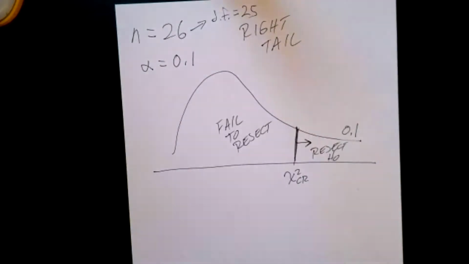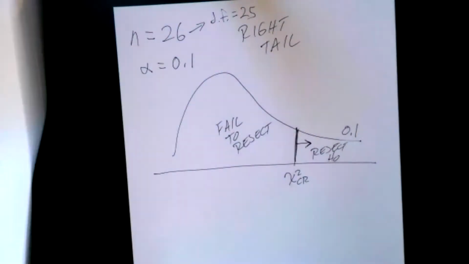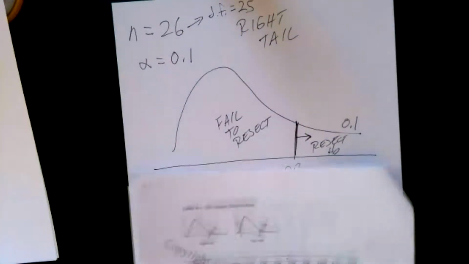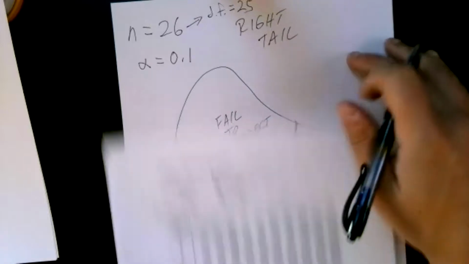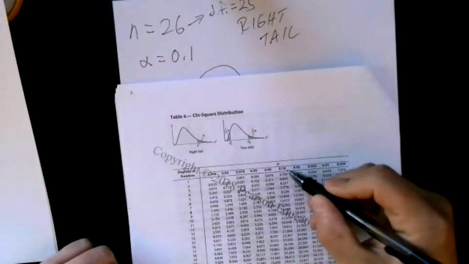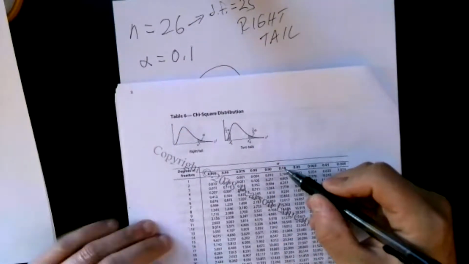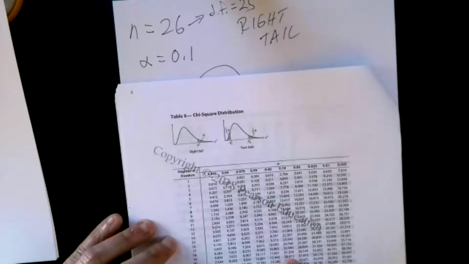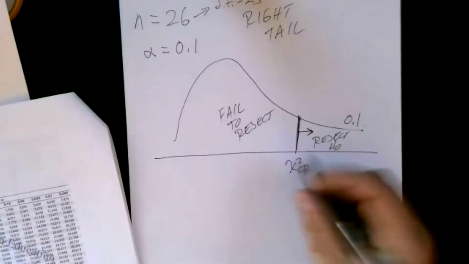Now we have everything we need to go to the table. Go to your chi-squared table. The area to the right is 0.1, so we go to the 0.1 column. Degrees of freedom are 25, so we go down to 25. The chi-square critical value is 34.382.